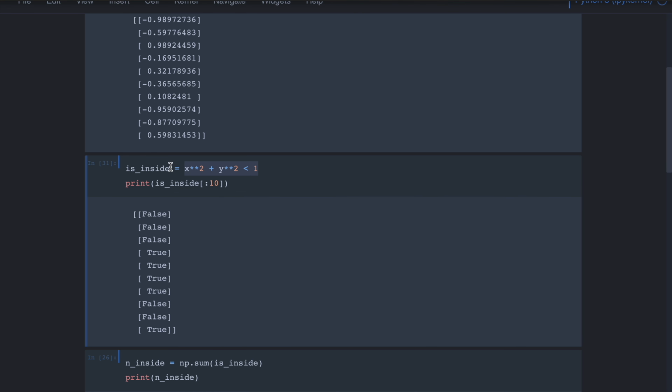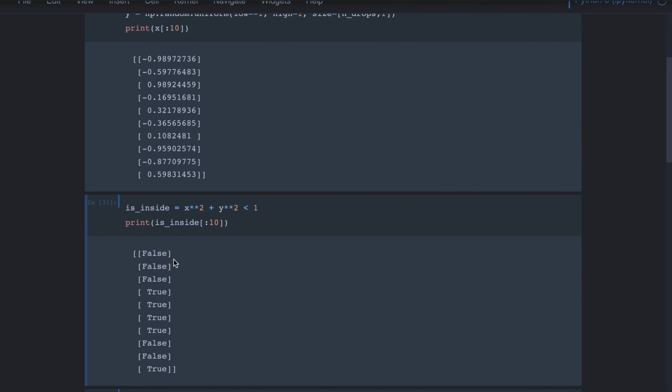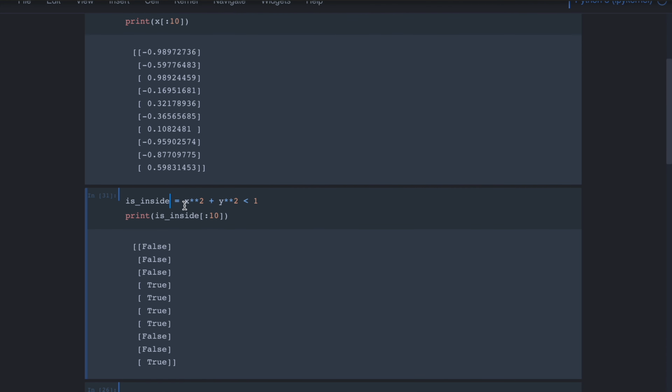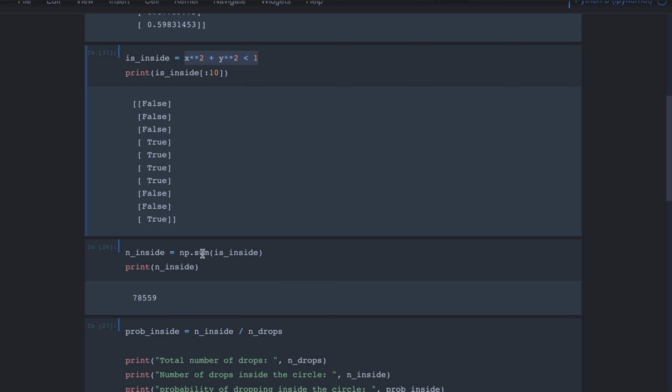Right? So is_inside is going to be again a list of the same size as the number of drops, but it will contain False and True like that, right? So True means that the point lies inside the circle. False means the point lies outside the circle. Okay. So here is is_inside. We are just computing how many Trues there are by using a numpy sum. So False is represented as 0 and True is represented as 1 when we do the sum.